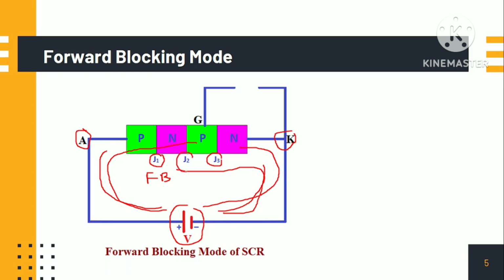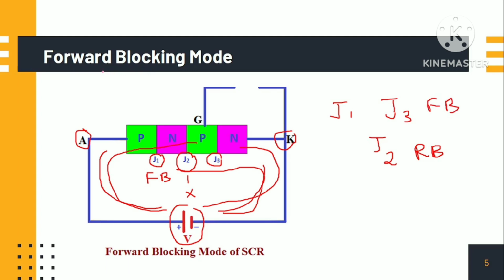Whereas when you come to junction J2, where we have the NP combination, N is connected to the positive terminal and P is connected to the negative terminal, that is called reverse bias. So J1 and J3 are forward biased, and J2 is reverse biased. This is the case for forward blocking mode.